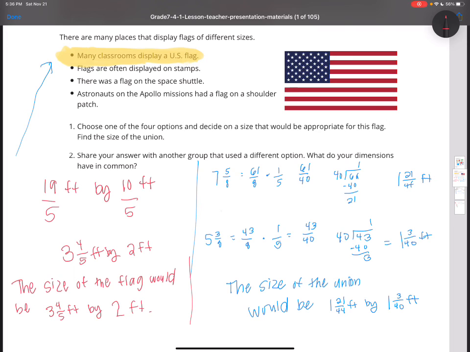All right, guys, so if you have any questions about this problem, make sure you visit your manager's Google Meet session. In the meantime, I want you to think about, if you were to try a different question, how much would you have to scale the flag down by if it was a stamp, a patch, or the other choices? So I'll see you guys in my next question.